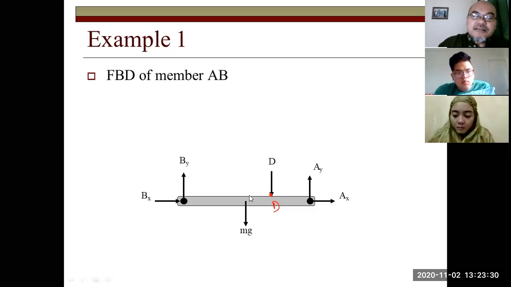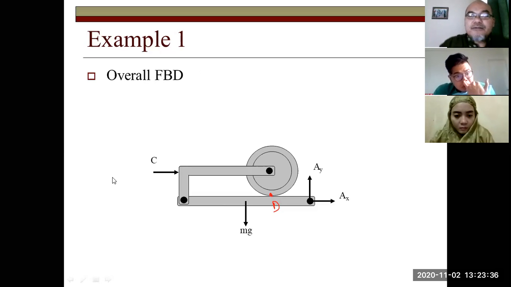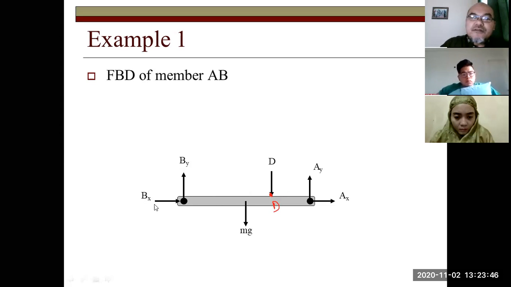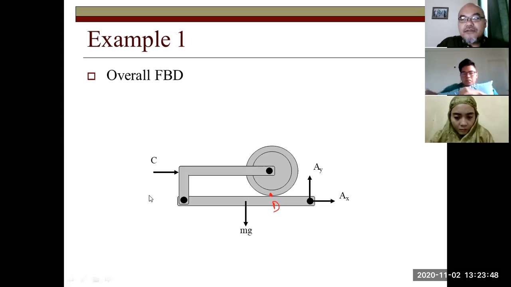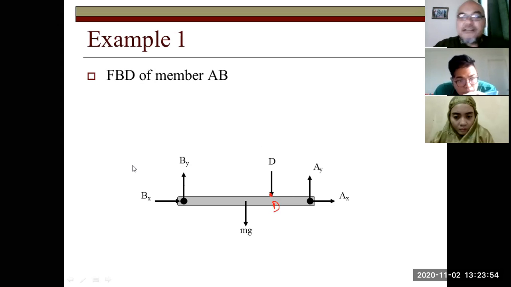Then mg is still the same, the weight pulls the beam AB downward. At point B, previously we didn't draw any reaction force because we considered the whole structure as one. But now we only take structure AB. So we know that at point B, it cannot move left and right. It cannot also move up and down. So it means at B, there are two reaction forces, Bx and By.